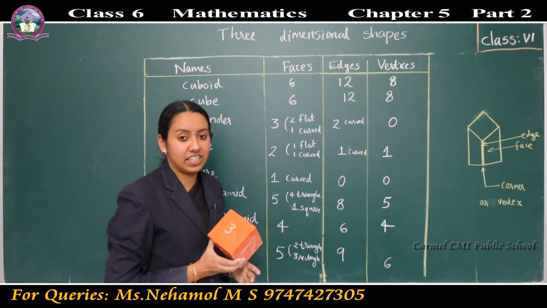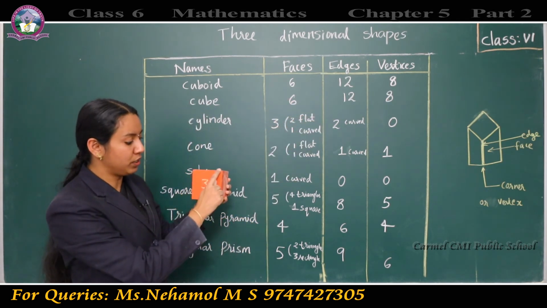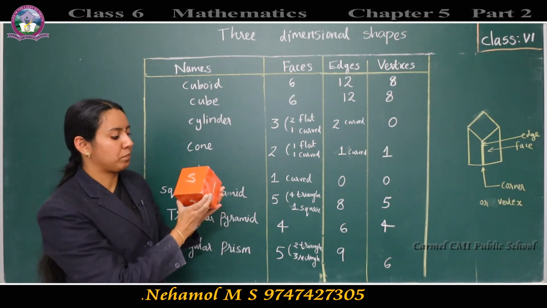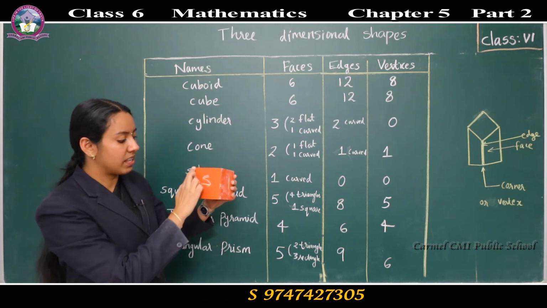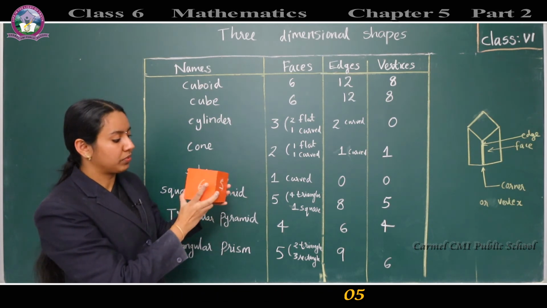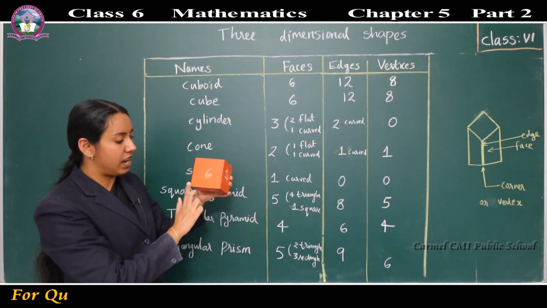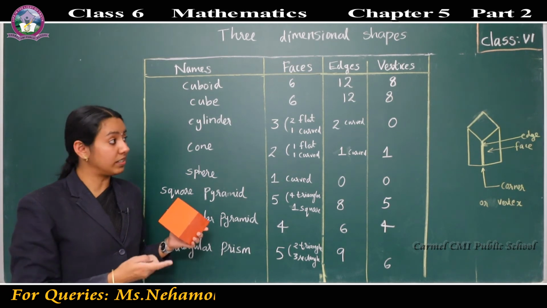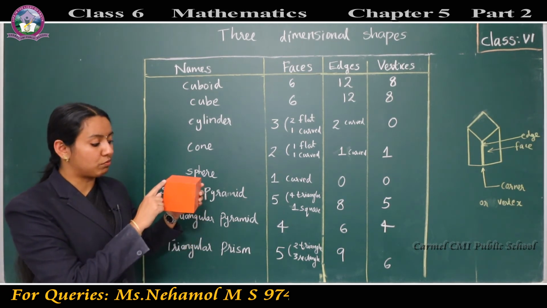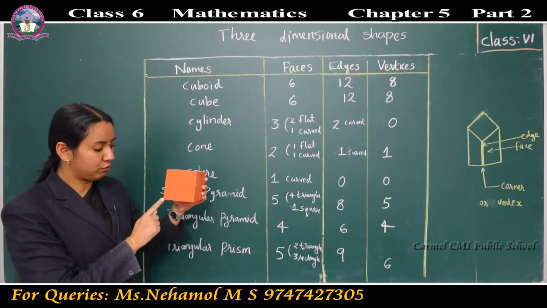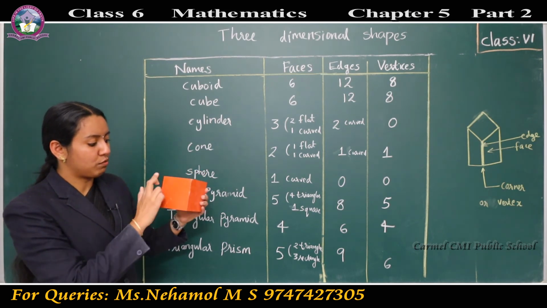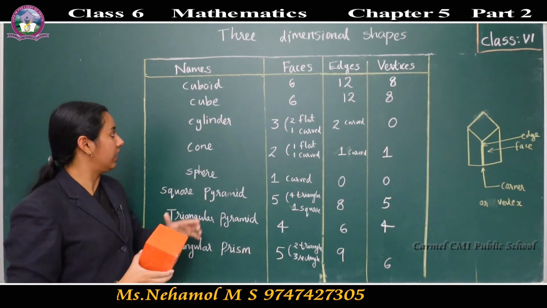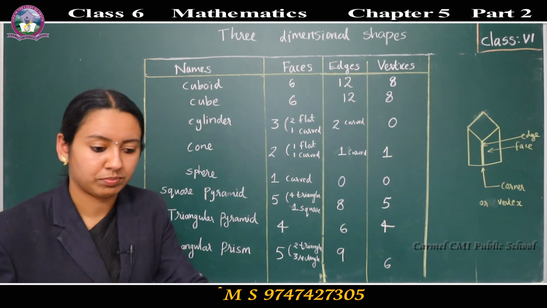Then how many edges are there? 1, 2, 3, 4, then 5, 6, 7, 8, 9, 10, 11, 12. 12 edges are there. Now vertices. How many vertices are there? 1, 2, 3, 4, then 5, 6, 7, 8. 8 vertices are there.